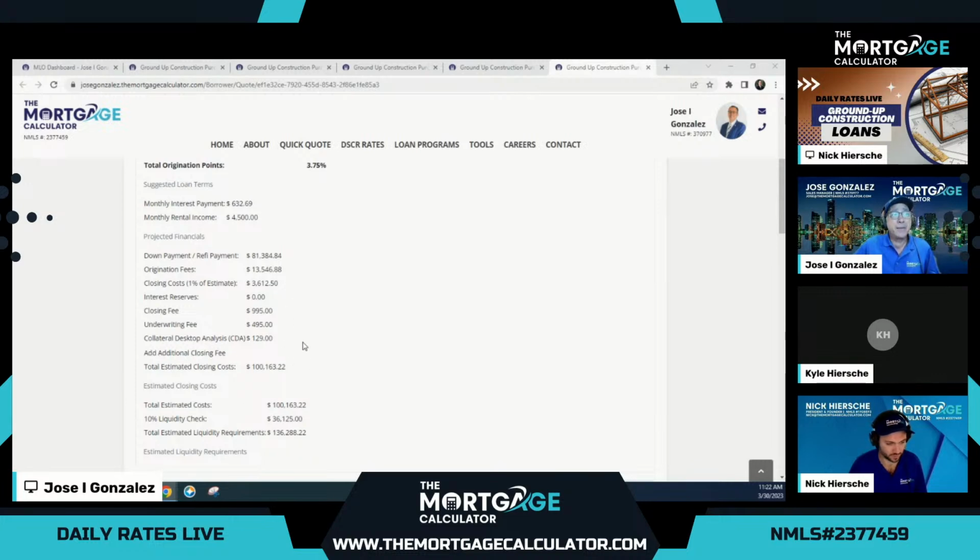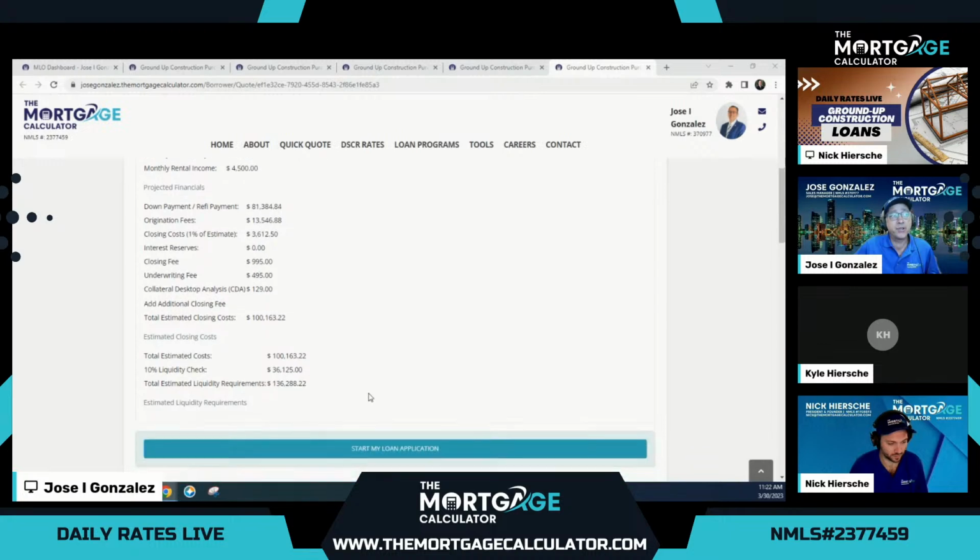So total estimated cost of $100,163. They have a contingency reserve of 10% of the loan amount. That's for cost overruns, change orders that could come along the way. If that doesn't get used up, obviously whatever is left over will get returned to the borrower. And then we have a total estimated liquidity requirement. In other words, what they have to have available: $136,288 for purchasing the lot and all of the construction funding and everything else that has to come into play there.